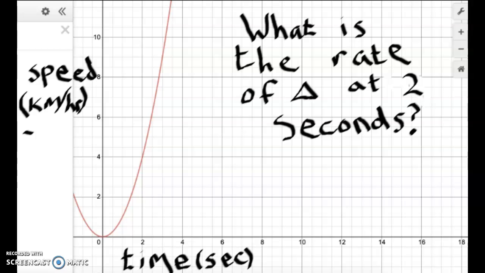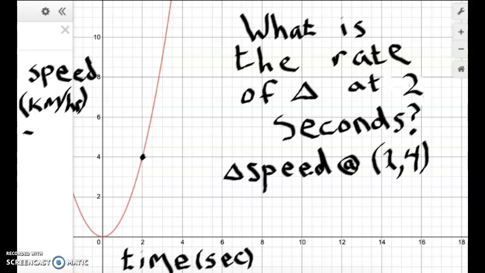Okay, take that back. We're going to make it 2 seconds. So we want to know what the change in speed is at 2 seconds. Well, we already established that 2 squared is 4, so it's going to be at 2, 4. So if we want to find what the change in speed is, try to consider what we're actually looking for in speed at the point that's 2, 4.